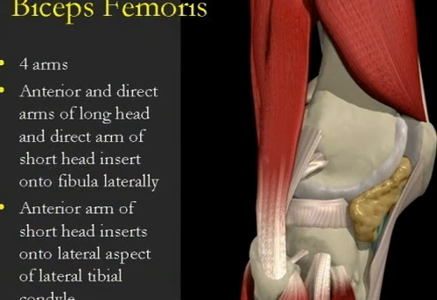The biceps femoris tendon is intimately associated with the fibular collateral ligament. It has 4 arms. Not important to know what the arms are, just know that 3 of the arms insert onto the fibula. 1 of the arms inserts onto the tibia, but most of it inserts here onto the fibula. Again, relatively laterally on the fibular head.